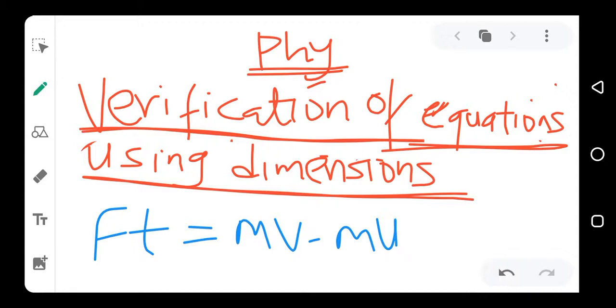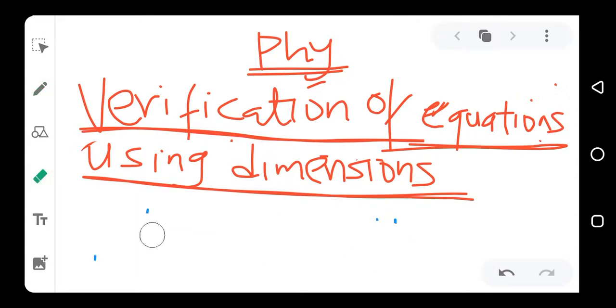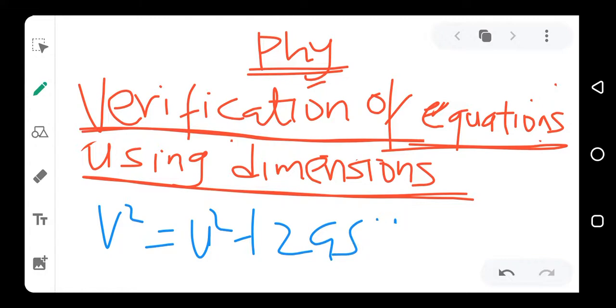You can check the dimension of the physical quantities in this equation and use it to determine whether this equation is correct or not. If you have an equation like v square equals u square plus 2as, we can verify whether this equation is correct or not using the dimensions of the physical quantities in this equation. This is very helpful if you are writing an exam and you are confused over an equation. You can quickly use this principle to verify whether the equation you have in mind is correct or not.